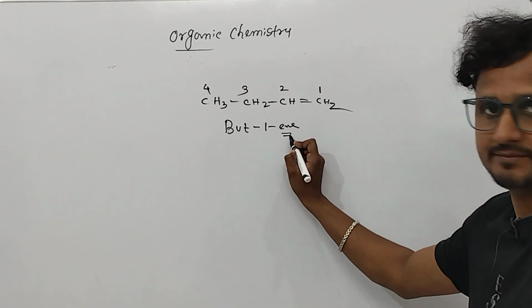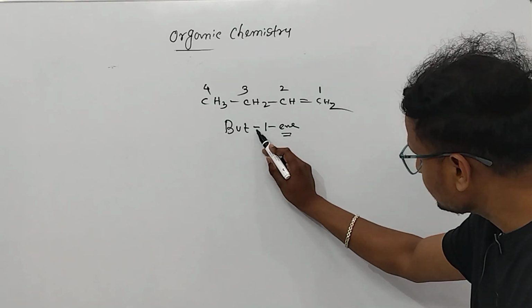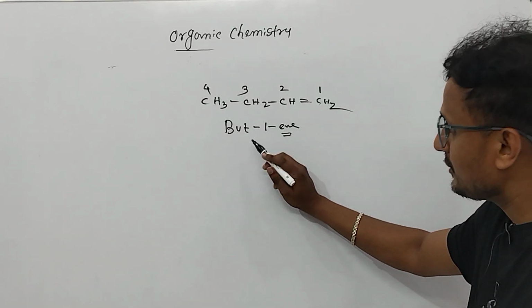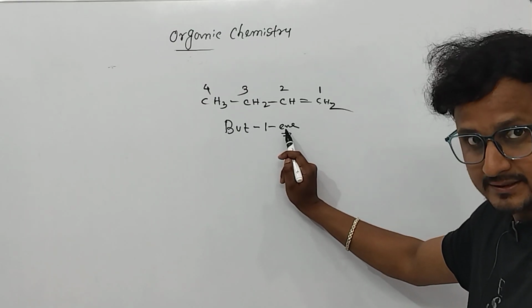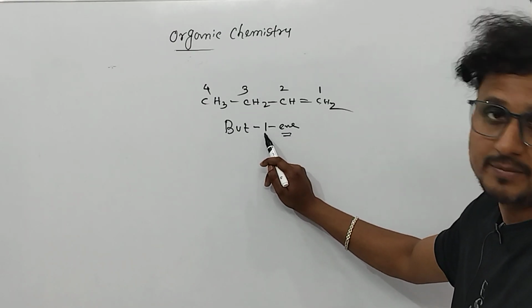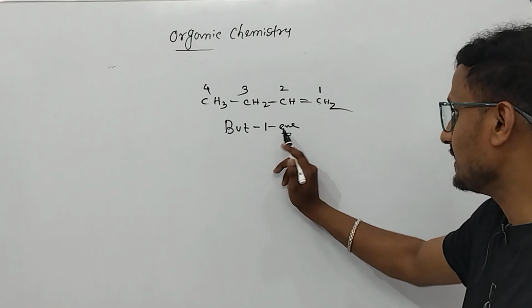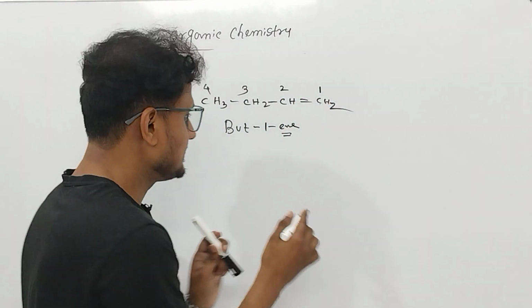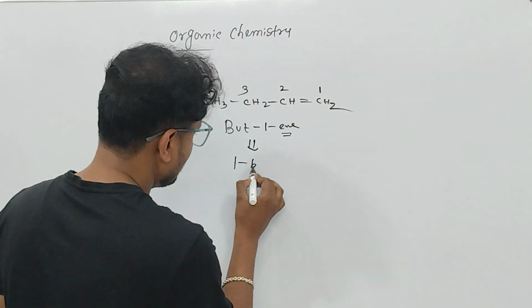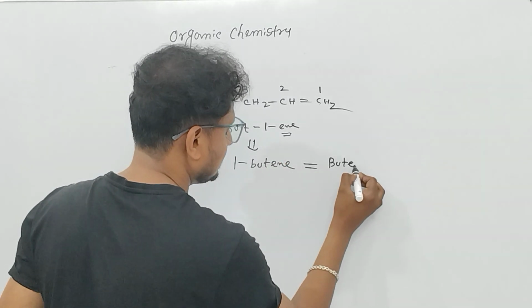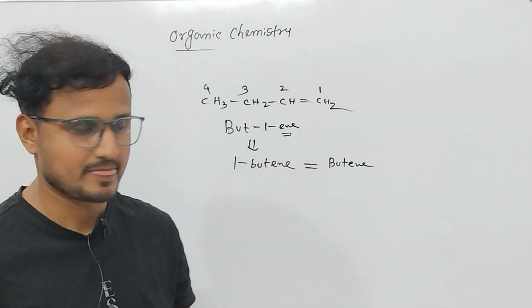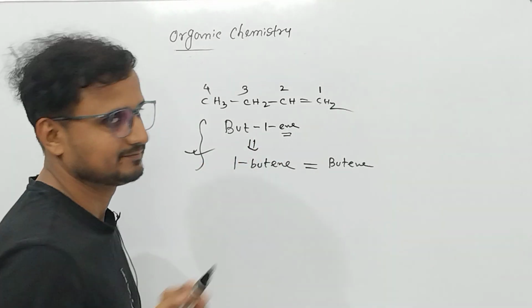Double bond means in. Why this hyphen? Because you already know that before writing a word and after a number, you have to give a hyphen. Bute 1 in. If you combine this, you can write like this: 1 butene. 1 butene is nothing but butene. Okay, all these names are correct.